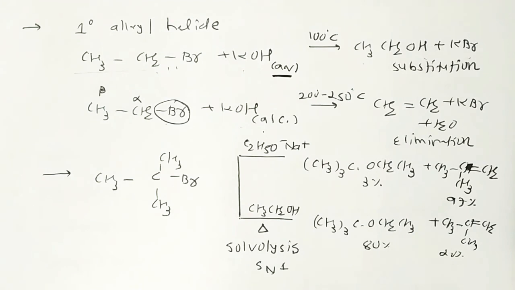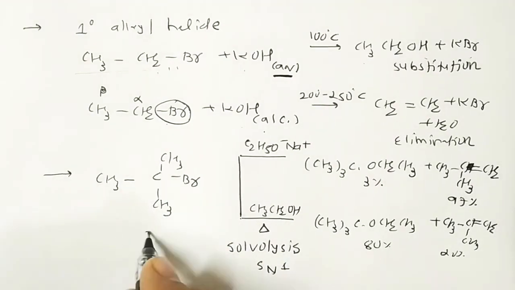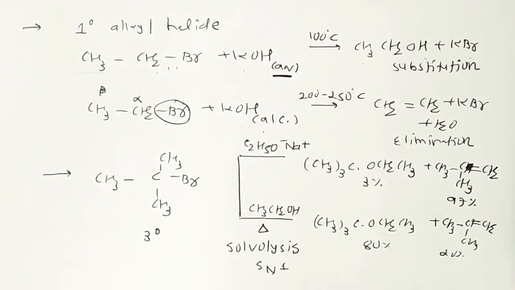So in competitive examinations, they ask the question in such a manner that at that time you have to focus on what conditions they have given. If they give a high temperature and alcohol, it means they predominantly favor elimination reactions. Same way, tertiary alkyl halides, this is a tertiary alkyl halide, preferentially undergo elimination reactions.